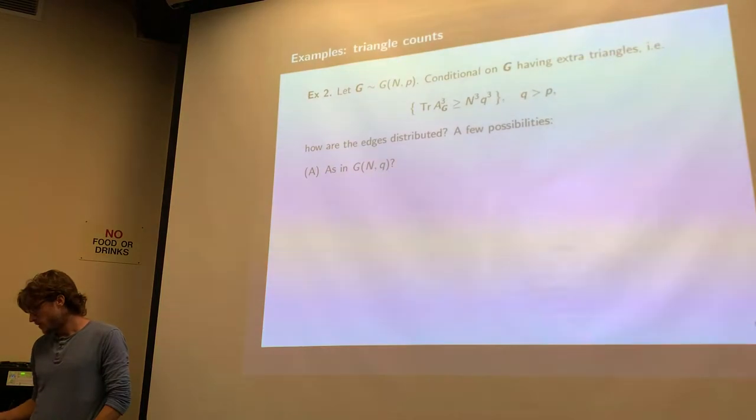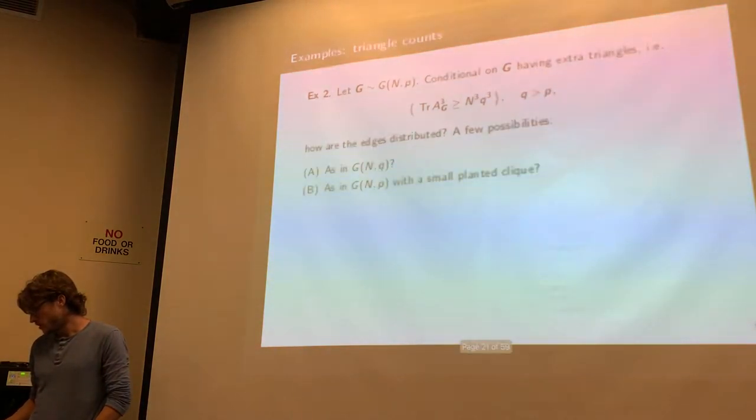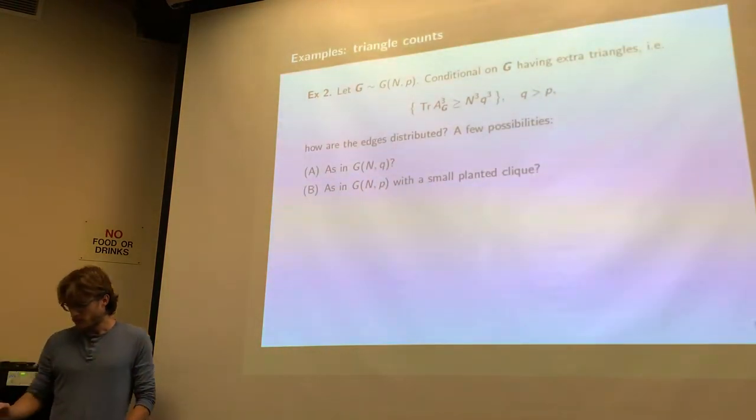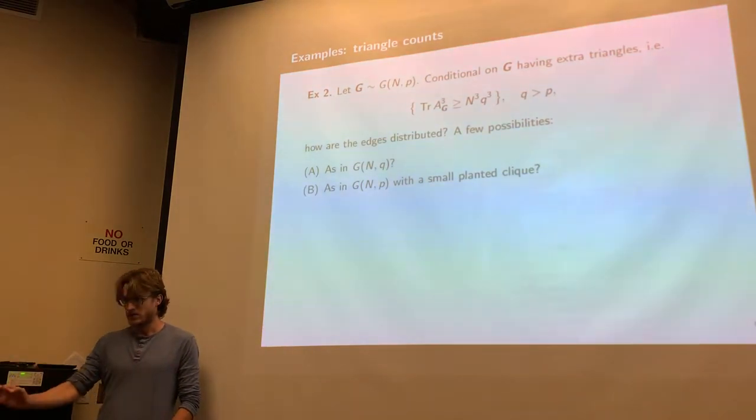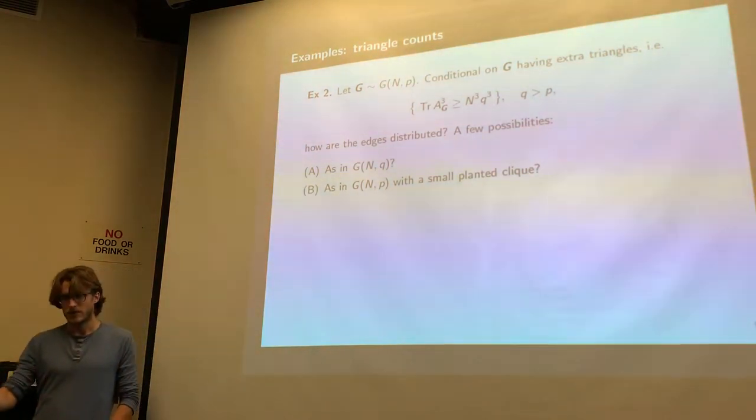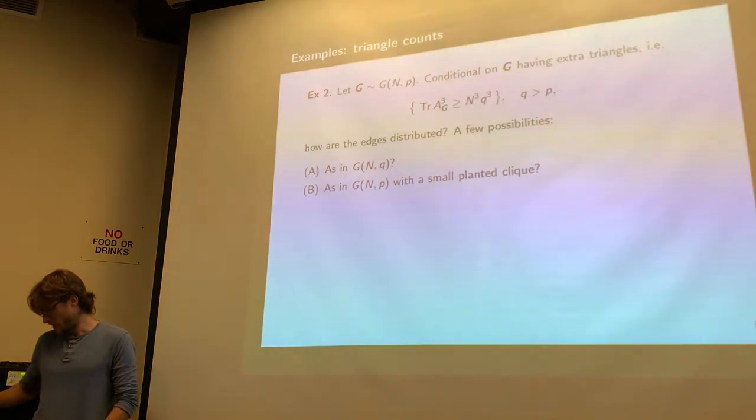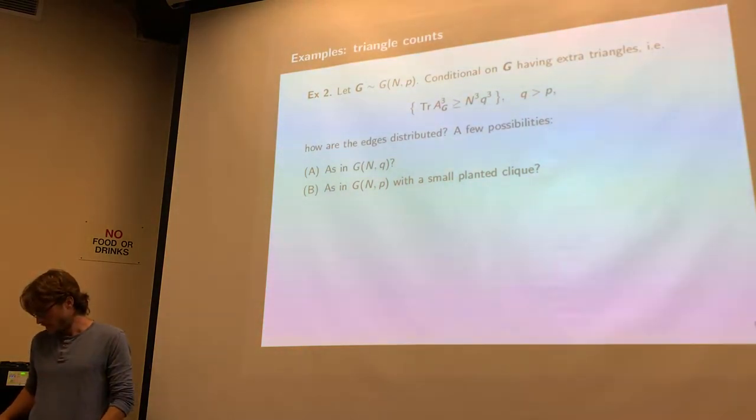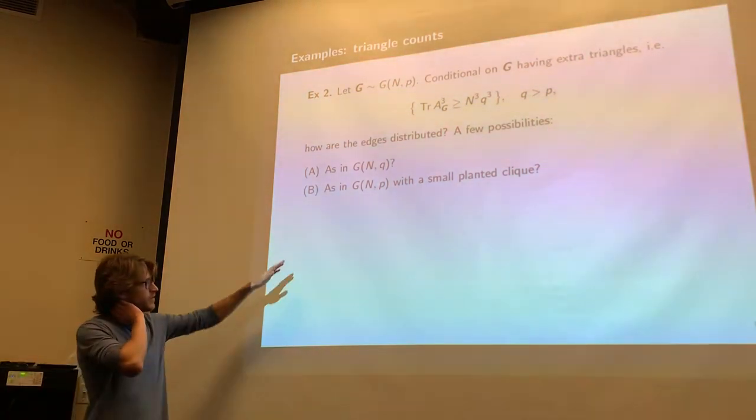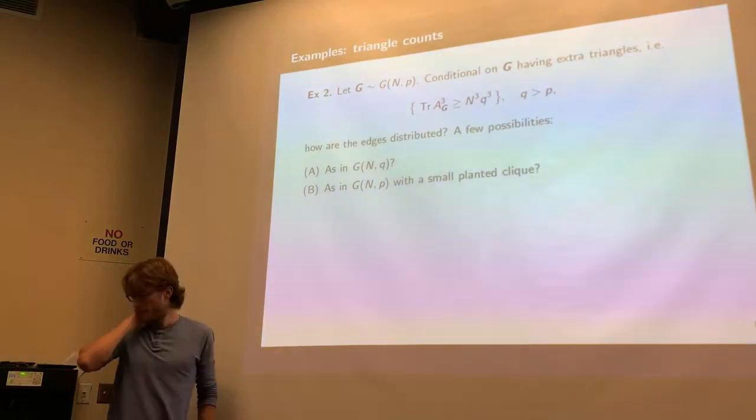But there's more efficient ways to create extra triangles. One efficient way is to just plant a small clique. If you plant a small clique somewhere in the graph, this gives you lots of extra triangles without having to change too much. So it actually won't affect the overall edge density. And then the rest of the graph just looks like a normal G(n,p).